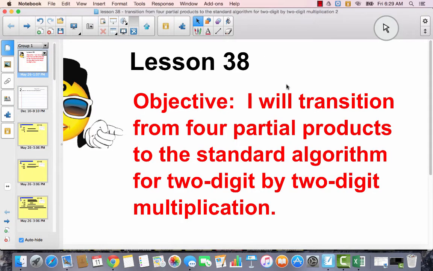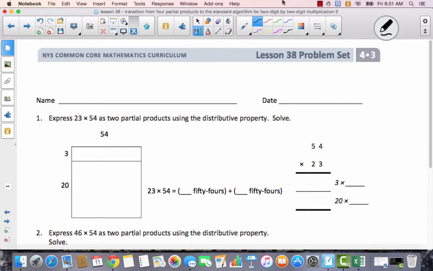All right, lesson 28. We will transition from partial products to the standard algorithm for two-digit by two-digit multiplication. Today we're going to transition away from partial products fully into the standard algorithm. We started it in lesson 37, and today we're going to fully transition. It's going to have plenty of practice for us. This is pretty much like what we did in lesson 37.